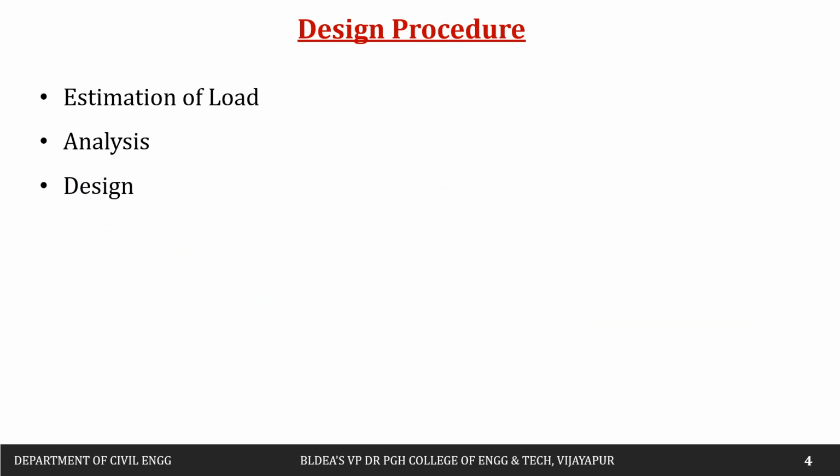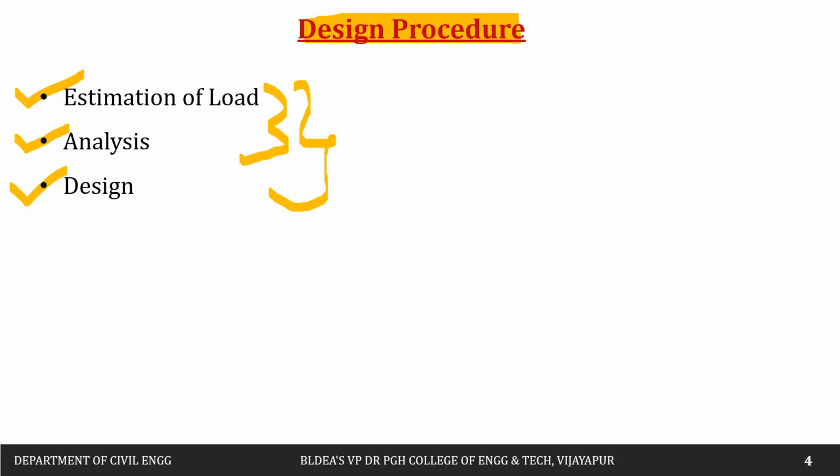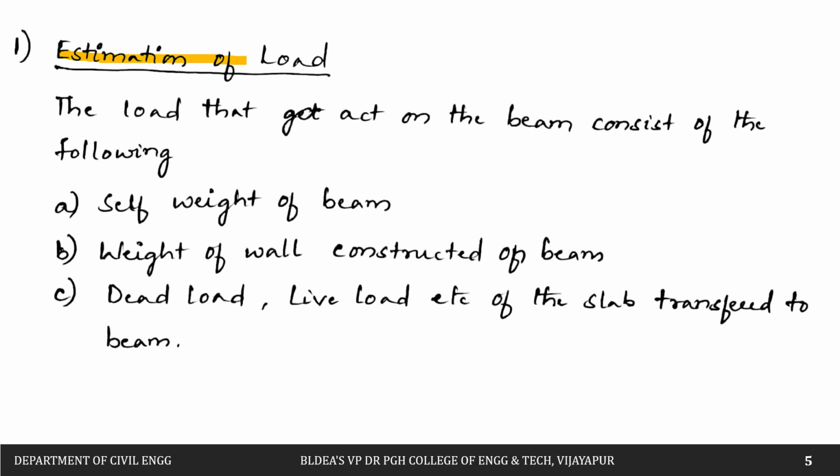Now let us come to the design procedure. What is the design procedure we are going to follow? First, we are going to estimate the loads. Then after estimating the loads, we are going to analyze that beam for these estimated loads. Then, after getting the shear force and bending moment, based on that we will design the section. So this is the basic outline to design a beam. Let us see one by one now. First one is estimation of load.